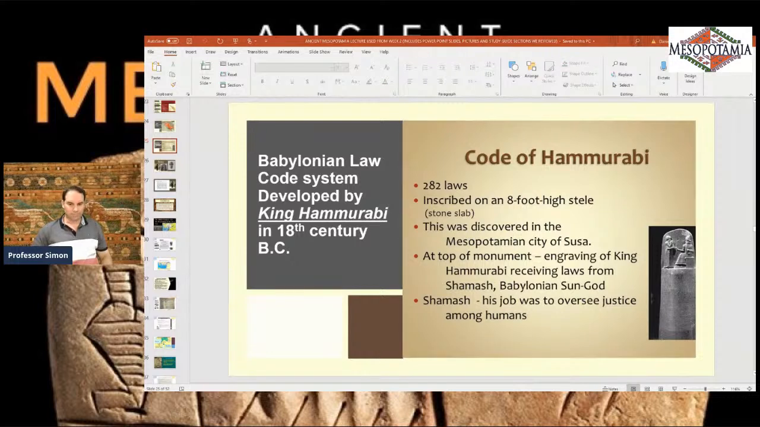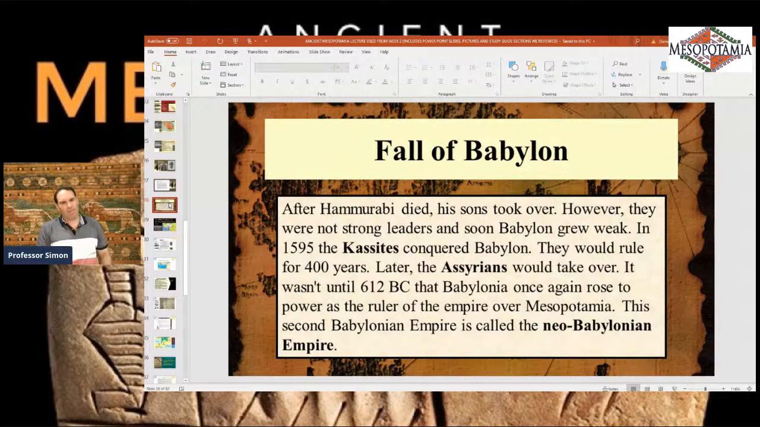Now, what happened to the Babylonians? Well, after Hammurabi died, he had sons and grandsons that ruled over the empire. I want to say 4 or 5 rulers followed, and they were really weak. And so what happened was Babylon fell to other people, other states that came in. There's two that actually invade and defeat them.